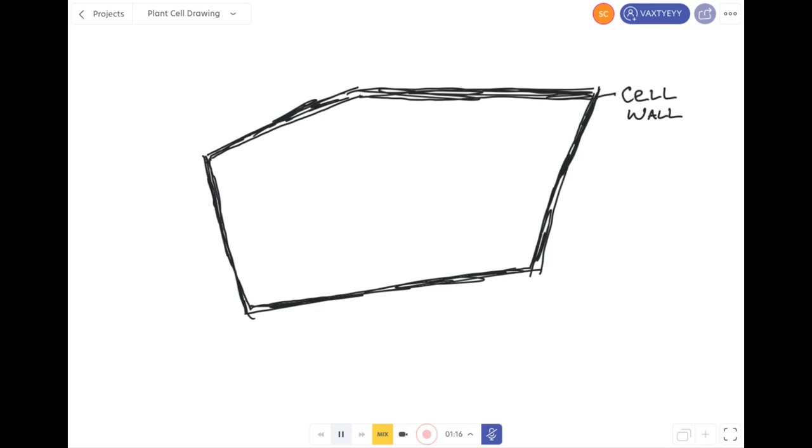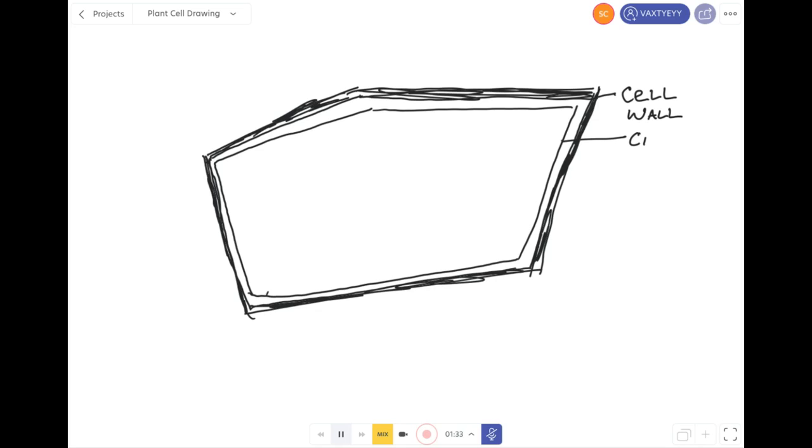But on the inside, with every single cell of every organism, there is a cell membrane on the inside. So we have a cell wall on the outside, and we have a cell membrane on the inside. So every single cell has a cell membrane. Plant cells have a cell wall.